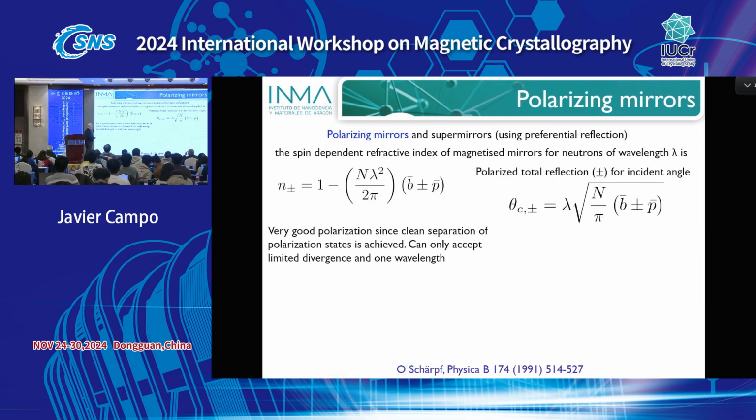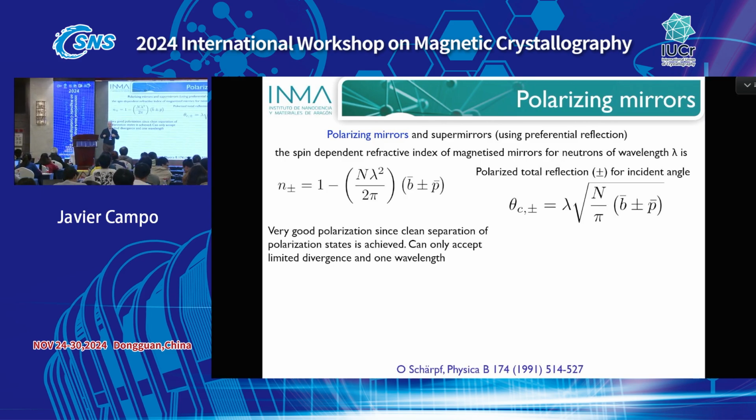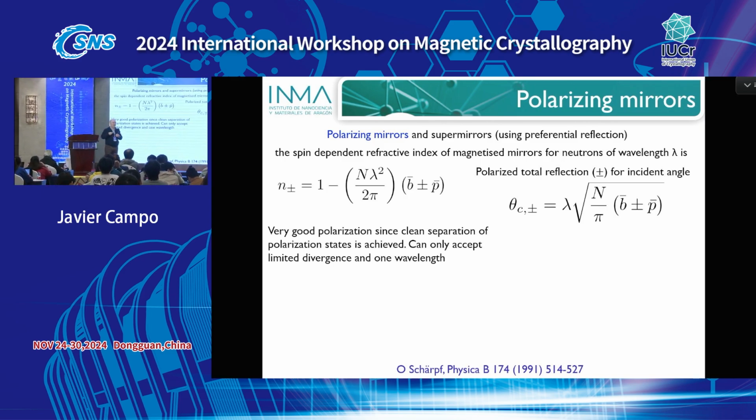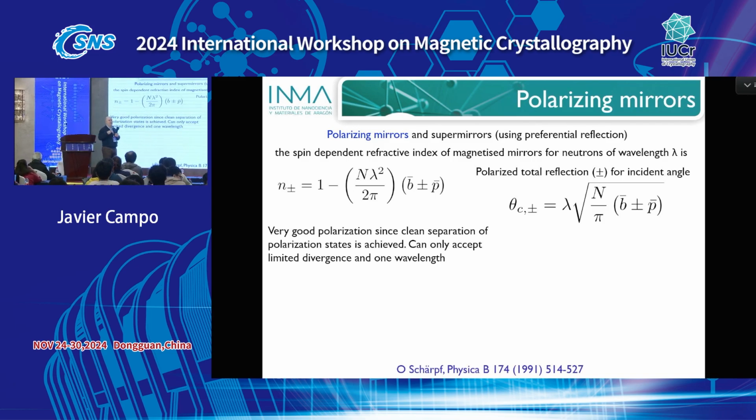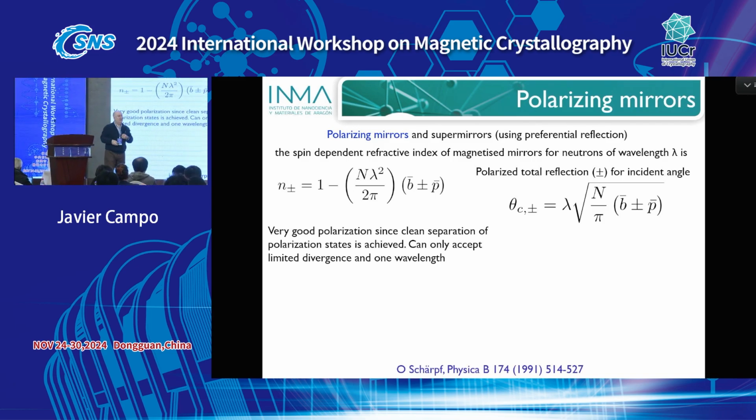The other idea to polarize is the use of polarizing mirrors. You know, for the neutron, like for photons, we can define a refractive index, which will depend on the scattering length and also on something related with the magnetic part in your sample, because the neutron is interacting with nuclei via scattering length and with magnetic moments via something that I call here P.